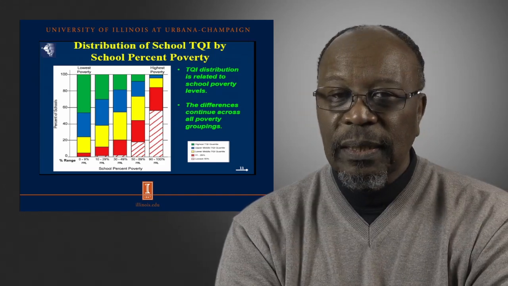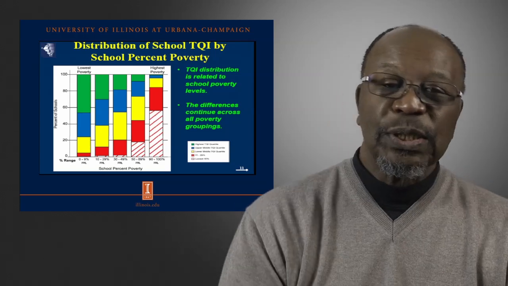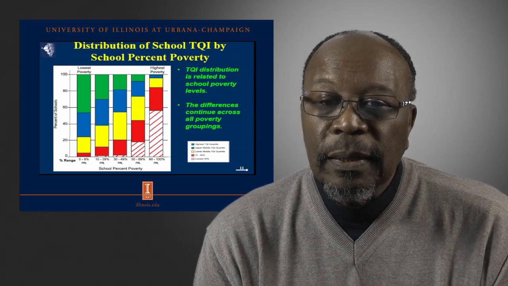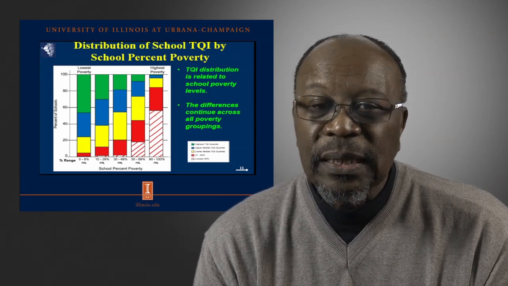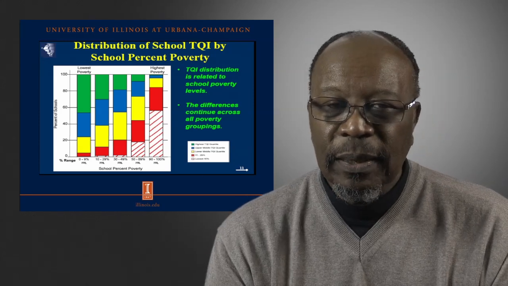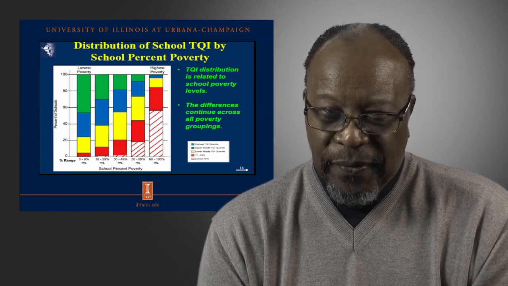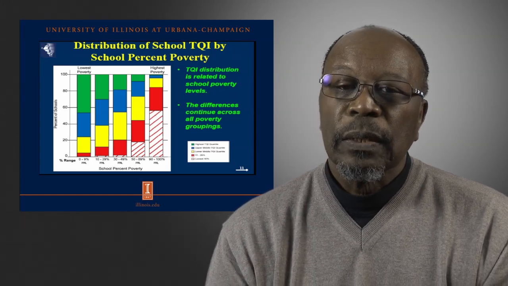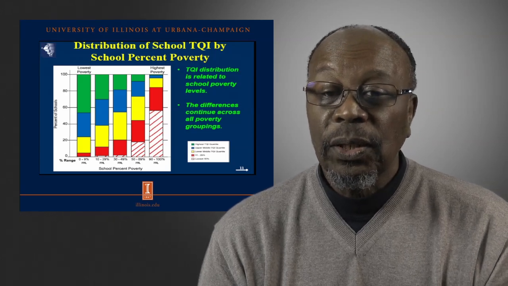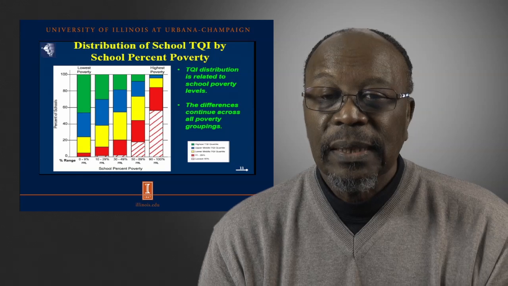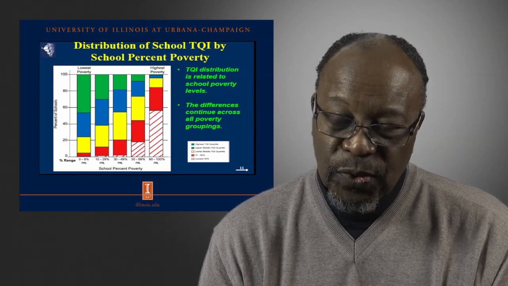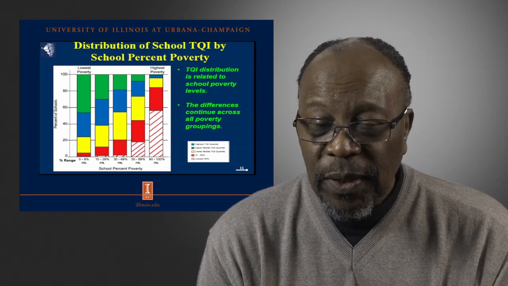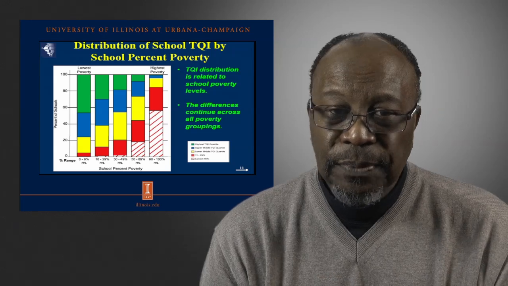2001. And what you see is the green indicates the lowest poverty schools, and the red and white also indicates, you can see, the high poverty schools. The far right column are the high poverty schools. The far left column are the lowest poverty schools. The schools with the green have the highest TQI, Teacher Quality Index. The schools with the red and white stripe bars have the lowest TQI. And the blue and the yellow and solid red in between fall between those two.